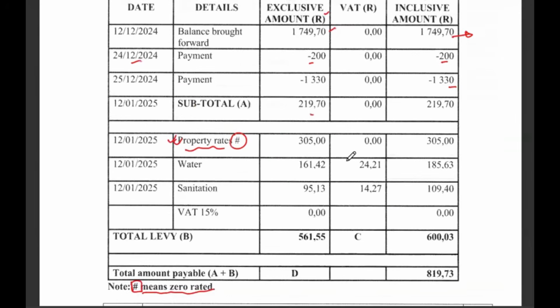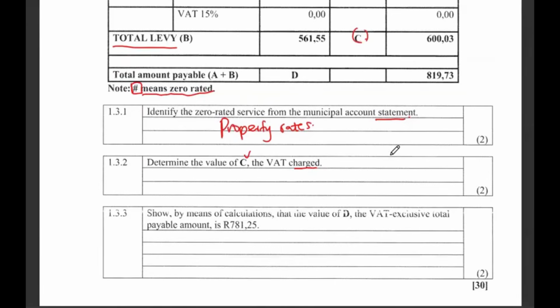All right, then determine the value of C, which is the VAT that is charged. So where is C? This is C. So we have 2 ways. Remember, C is located within the total column. Meaning that either we add these two: 24,21 plus 14,27. And this gives me 38,48. This is how I would have done it, okay?